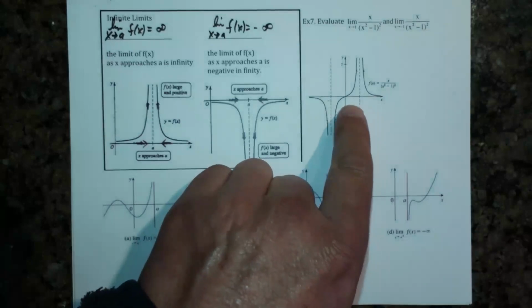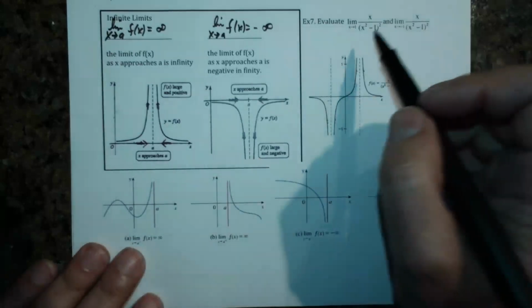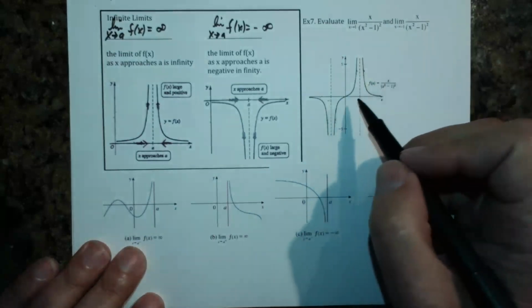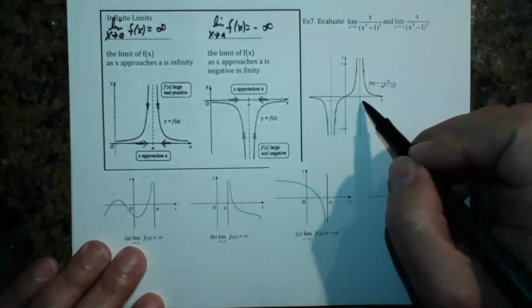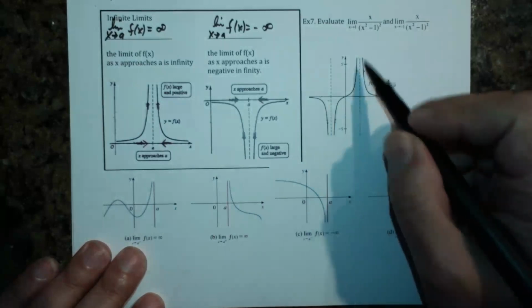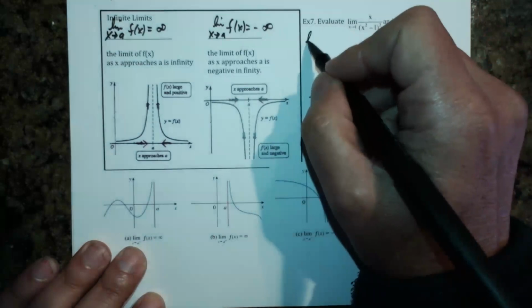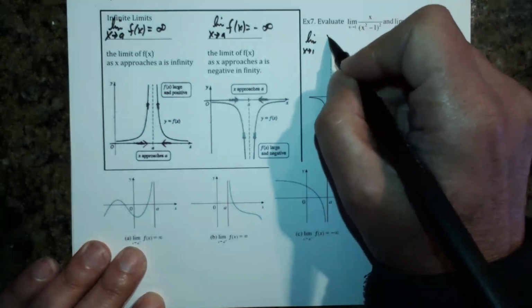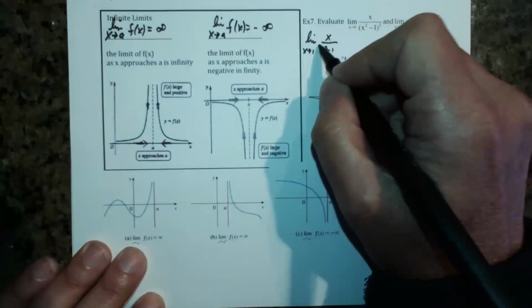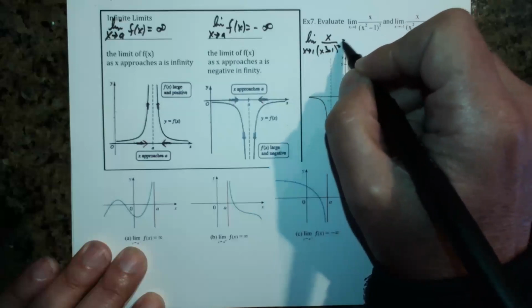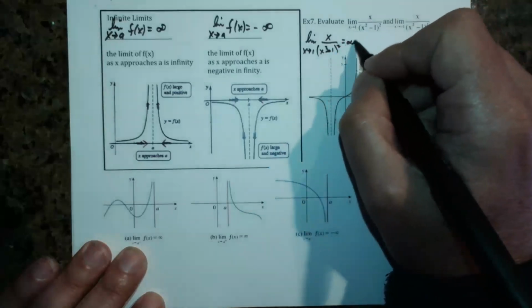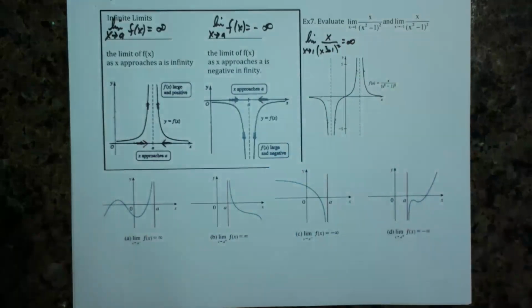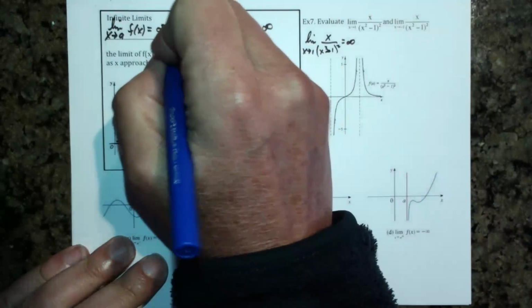So let's go here. What is the limit as x approaches 1? Here's 1. And we'll notice what's happening here. This is going off to positive infinity. Which, by the way, if it goes off to infinity, this means that the limit does not exist. So overall, these limits do not exist.